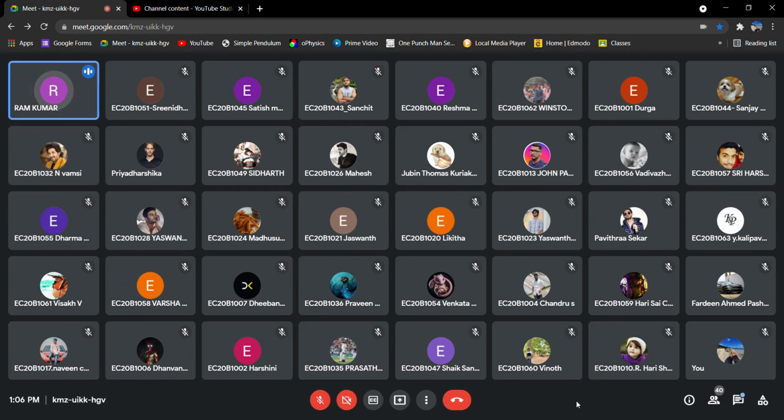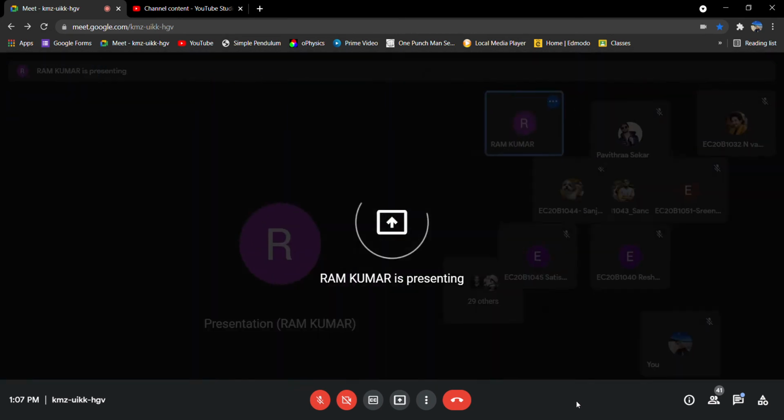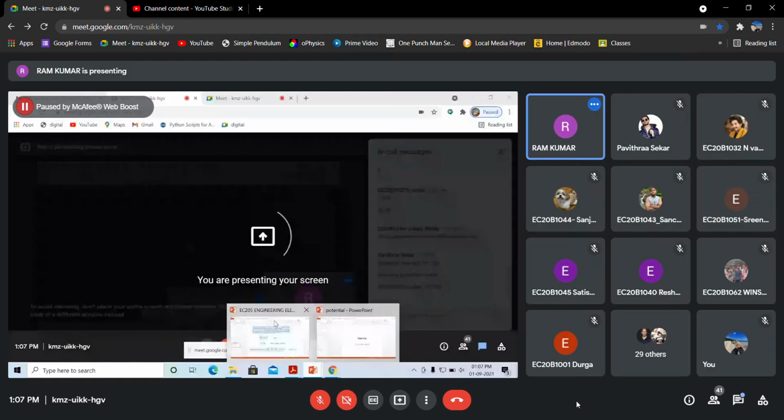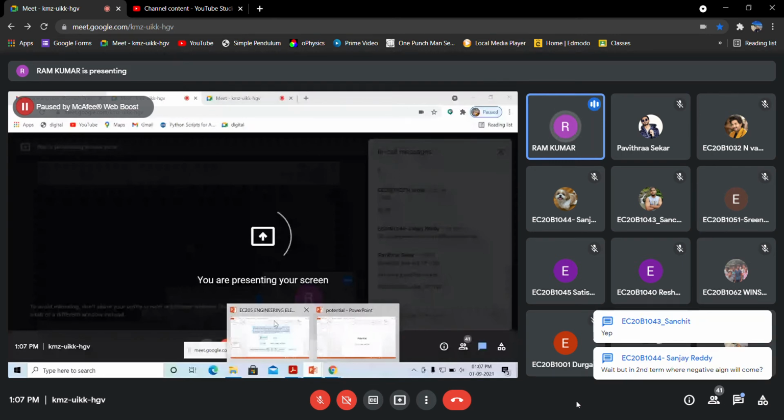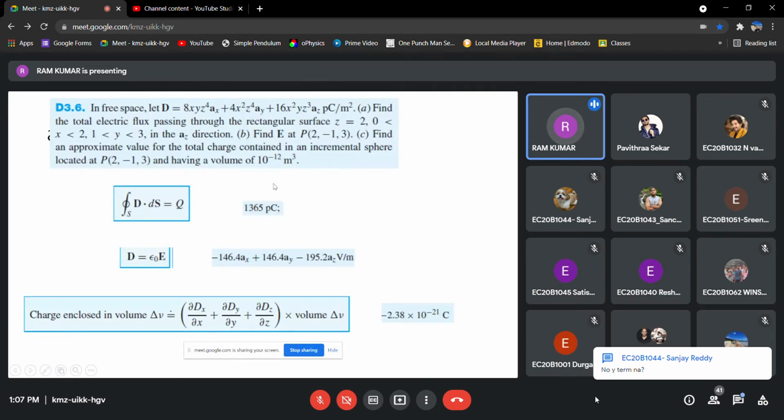No, Pavitra, you don't have to square. Okay, I will show the formula again. In D itself it is pico, so 10 power minus 12. The volume del V is given as 10 power minus 12. So you will be having 10 power minus 24, and after that simply differentiate with respect to x, y, z and substitute the point 2, minus 1, 3. That's all.